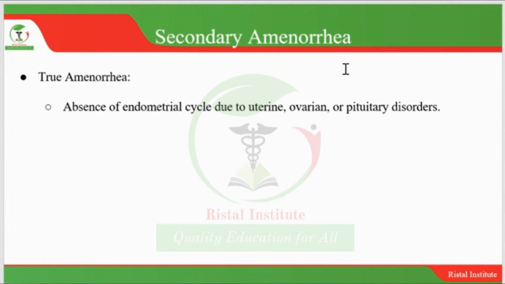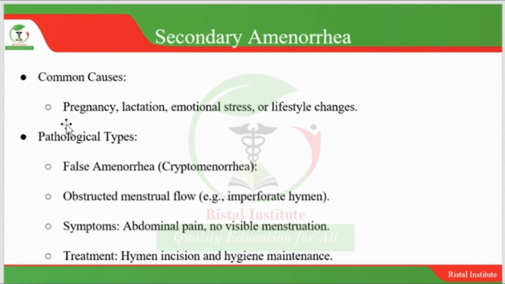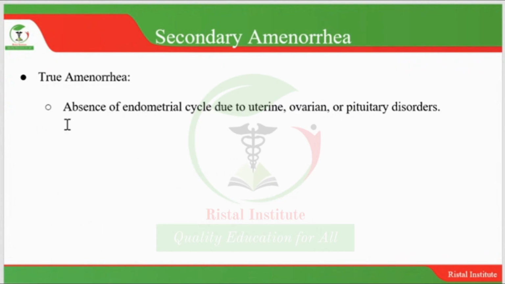So we still continue with secondary amenorrhea. We have looked at the pathological types where we looked at false amenorrhea, and here we said that normally because of obstruction, there is no problem with the physiology of the woman's body, but because the hymen has blocked the way, the menses cannot pass through. So, what about the true amenorrhea?